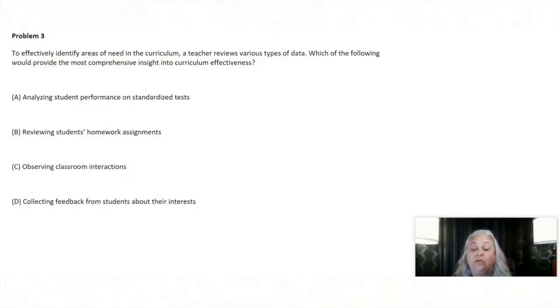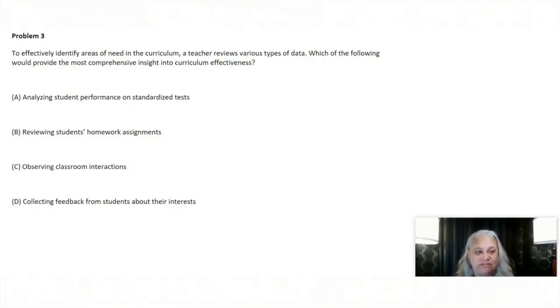Which of the following would provide the most comprehensive insight into curriculum effectiveness? Our answer choices are A, analyzing student performance on standardized tests, B, reviewing students' homework assignments, C, observing classroom interactions, or D, collecting feedback from students about their interests.